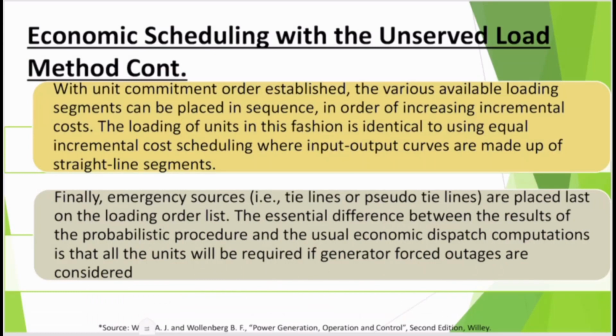Means you have the cost characteristic and the maximum power is P max. So to generate P max, you know the cost. That cost upon the P max will give me the unit cost when the generator is operating at its maximum capacity. And then based on the lowest cost to highest cost, I keep on scheduling my generators to meet the load. In order of increasing incremental cost, the loading of units in this fashion is identical to using equal incremental cost scheduling where input-output curves are made up of straight line segments.